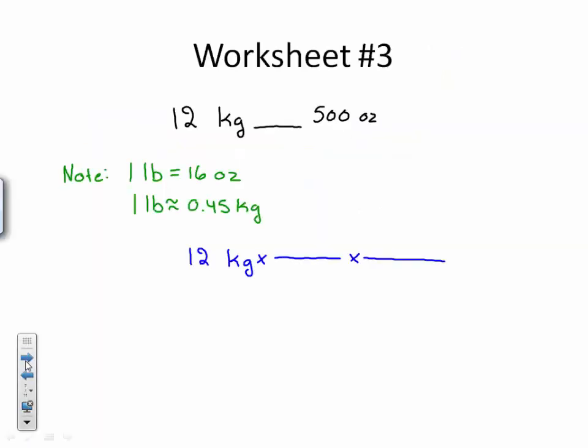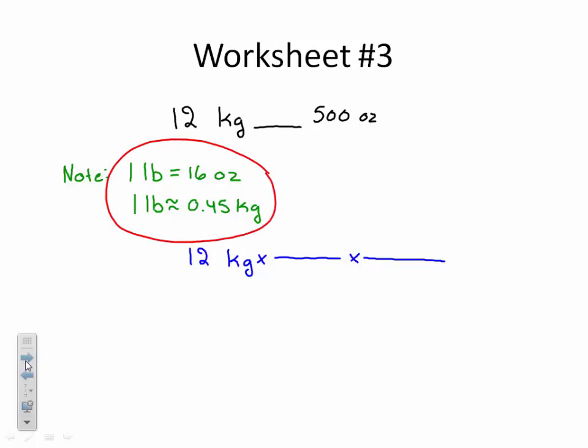All right, 3 on your worksheet. I'm not going to do this for you, but I'm going to help you set it up because this is hard. Again, we're just going from kilograms to ounces or ounces to kilograms. This time I chose to go kilograms to ounces, which is fine. We have the same exact 2 ratios right here that you had on the last example.